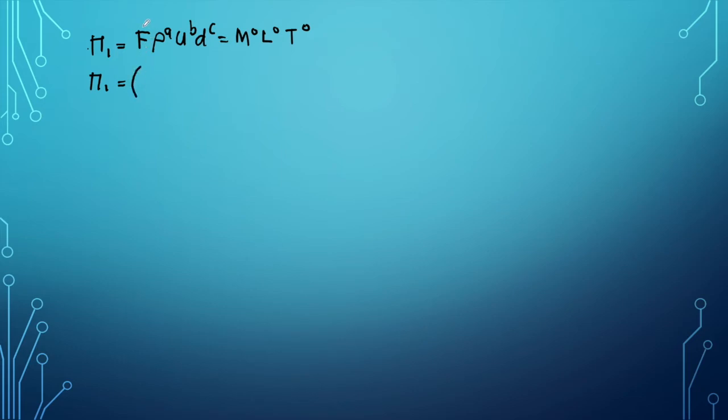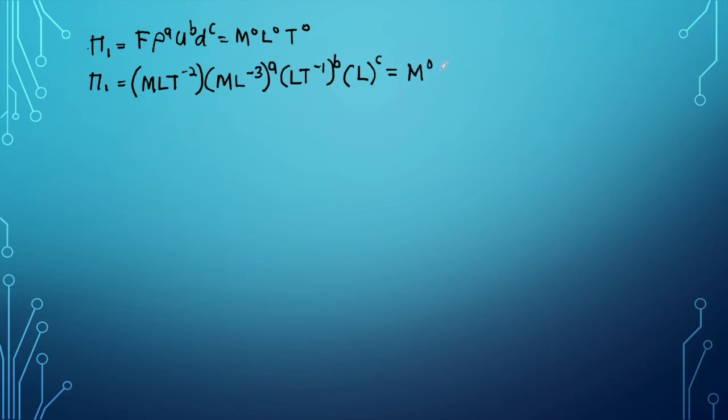Parameters dimension for F is M L T minus 2. So dimension for rho density is M L minus 3 power of A. And then dimension for U is L T minus 1 power of B. Dimension for diameter is L to the power of C and equal to M 0 L 0 T0.